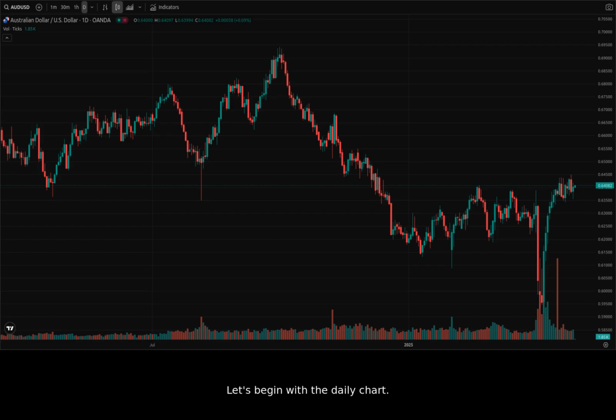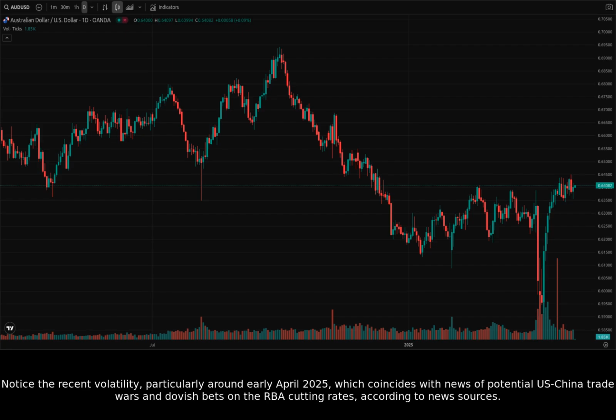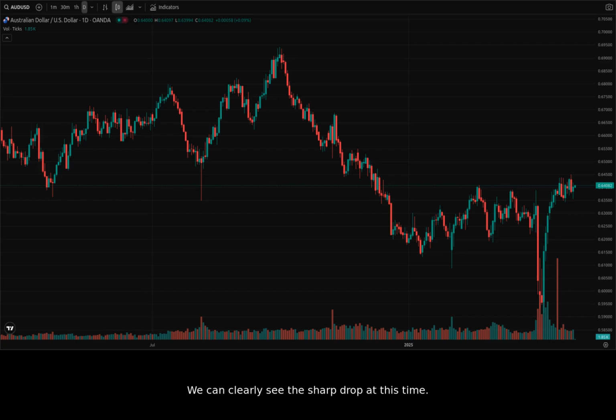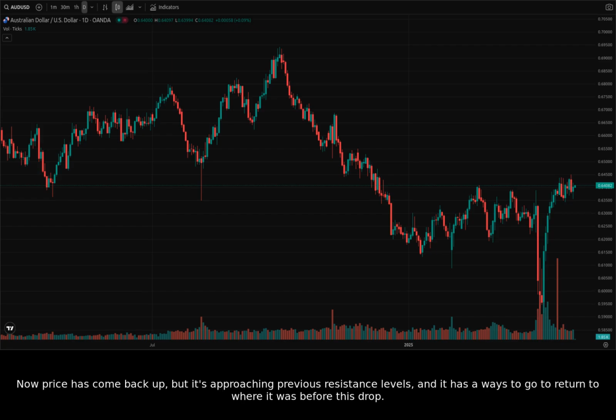Let's begin with the daily chart. Here, we can see a broad overview of AUDUSD's price action over the past several months. Notice the recent volatility, particularly around early April 2025, which coincides with news of potential US-China trade wars and dovish bets on the RBA cutting rates, according to news sources. We can clearly see the sharp drop at this time. Now price has come back up, but it's approaching previous resistance levels, and it has a ways to go to return to where it was before this drop.